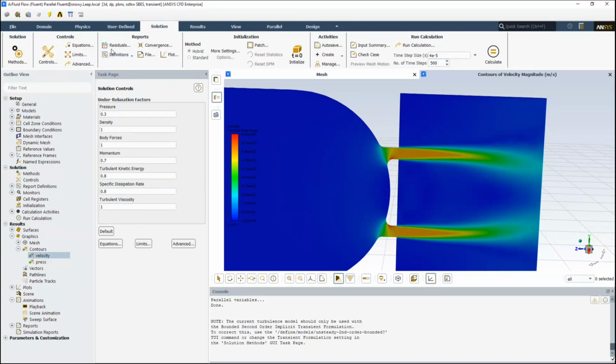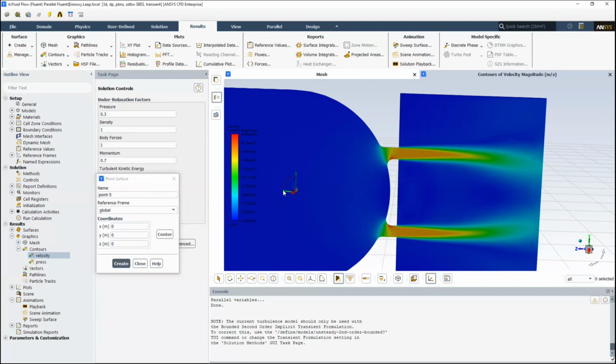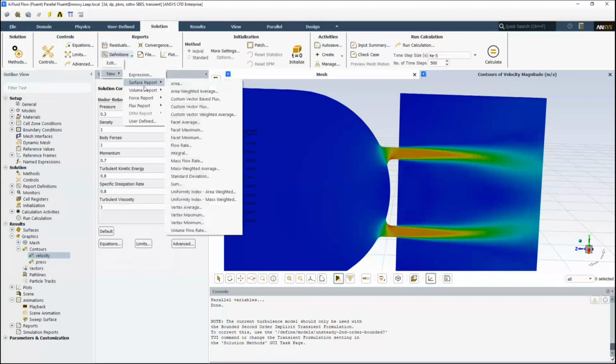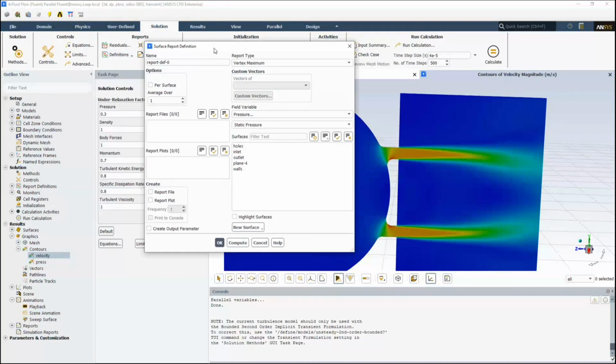And so one of the things that we would do in this case is we would create a point somewhere in the flow field where we're expecting to get turbulent phenomena. We'd create that, and then we'd create a monitor point of a vertex maximum pressure. So vertex maximum pressure at that point, okay?